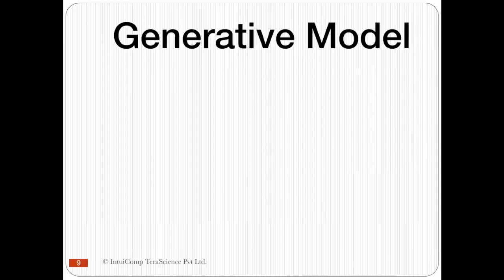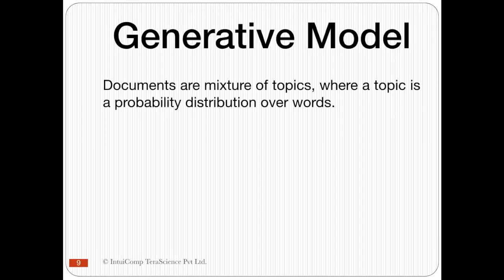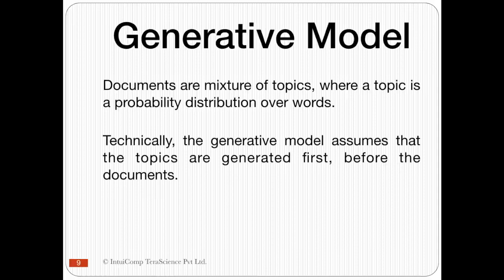We use a generative model in LDA. It considers documents as mixtures of topics, and a topic is a probability distribution over words. We will understand this phrase, probability distribution over words, on the next slide. Technically, the generative model assumes the topics are generated first before the documents are.